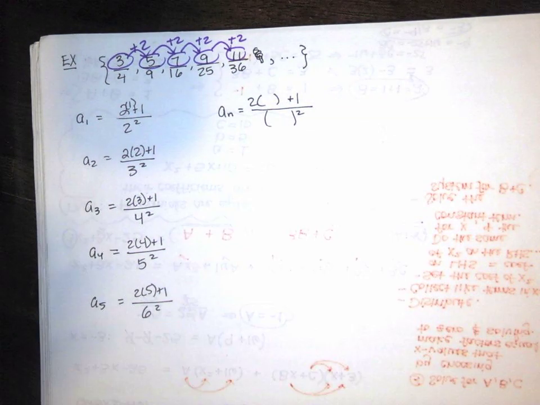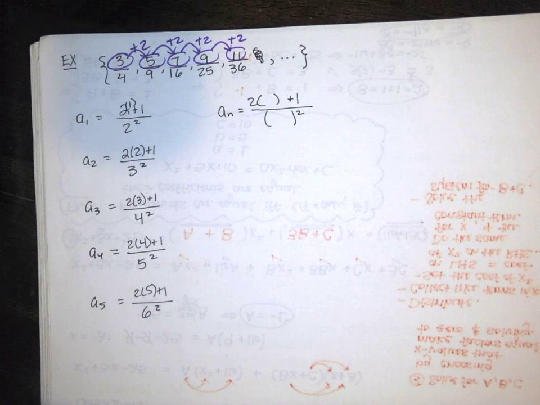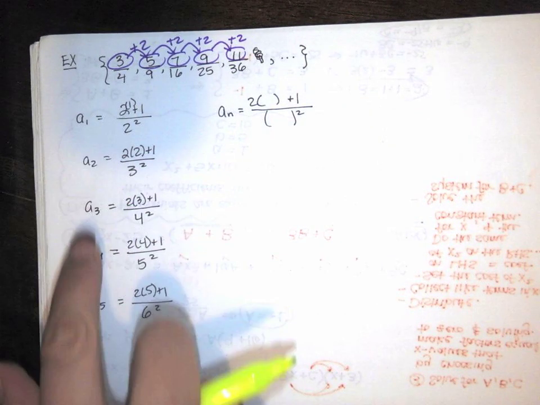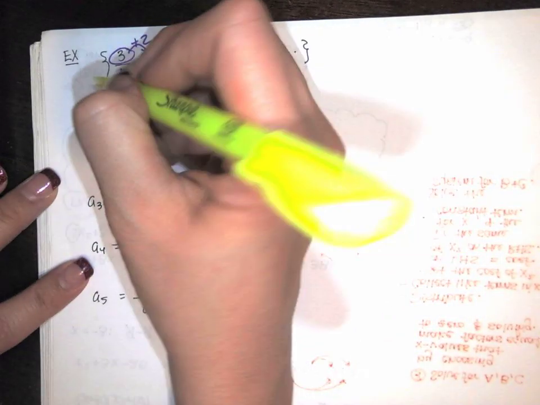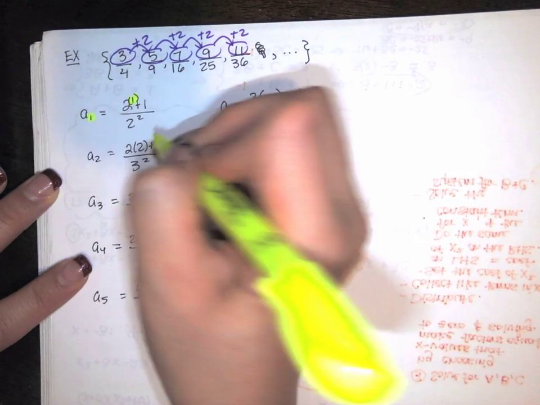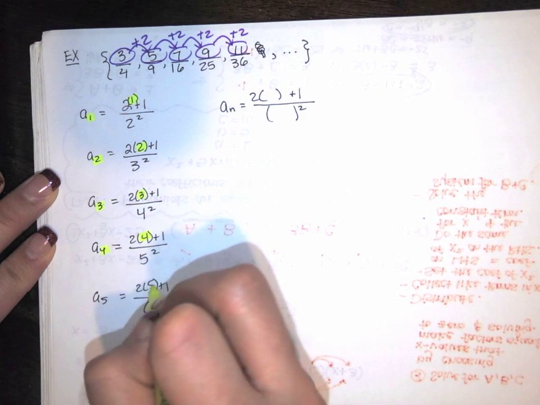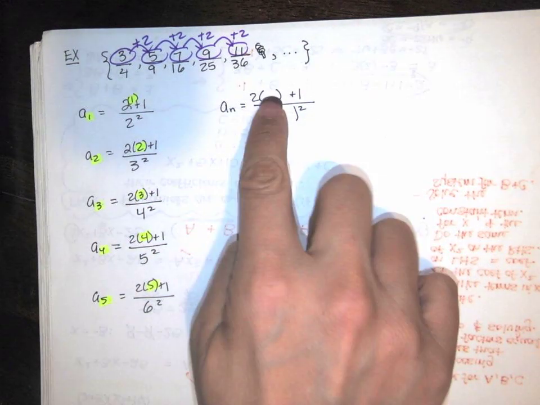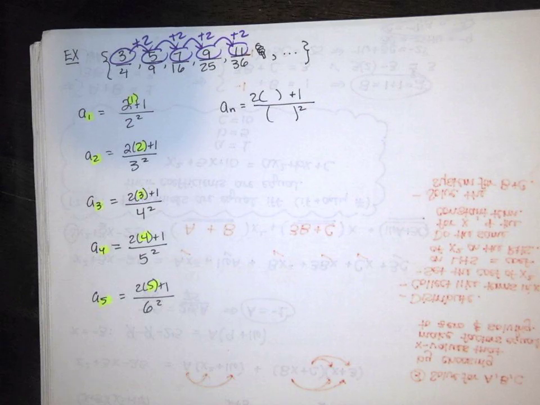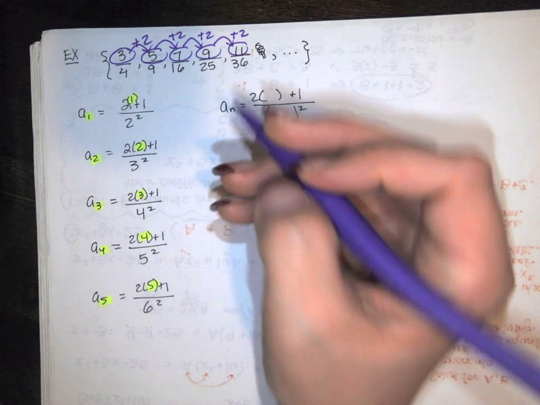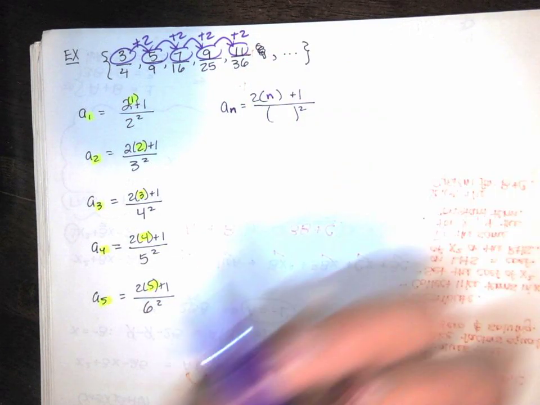Okay, so now that's what's staying the same from term to term. Now I want to look at what's changing and how the parts that are changing relate to these subscripts. So that's a 1 when that's a 1. That's a 2 when that's a 2. That's a 3 when that's a 3. That's a 4 when that's a 4. That's a 5 when that's a 5. So what should that be when that's an n? They're the same. So if that's an n, that's got to be an n.